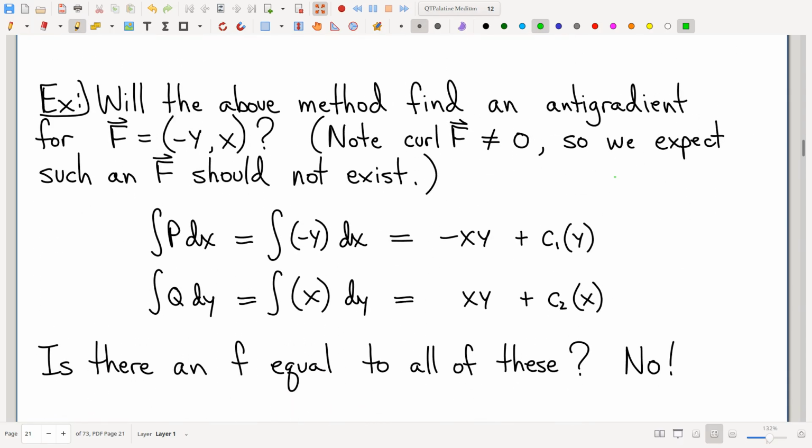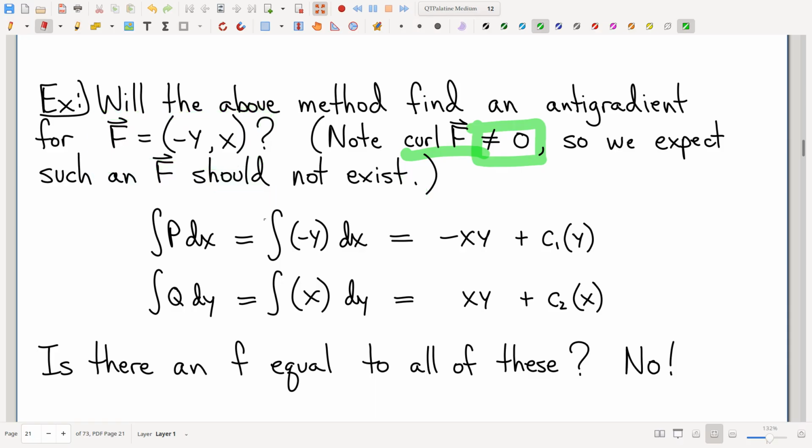Well, let's look at this vector field. Now, we've already looked at this one. We've already computed the curl. We've already seen it's not 0. So we know there is no anti-gradient. So this is a wild goose chase that we're about to enter into. We're trying to find an anti-gradient that doesn't exist.